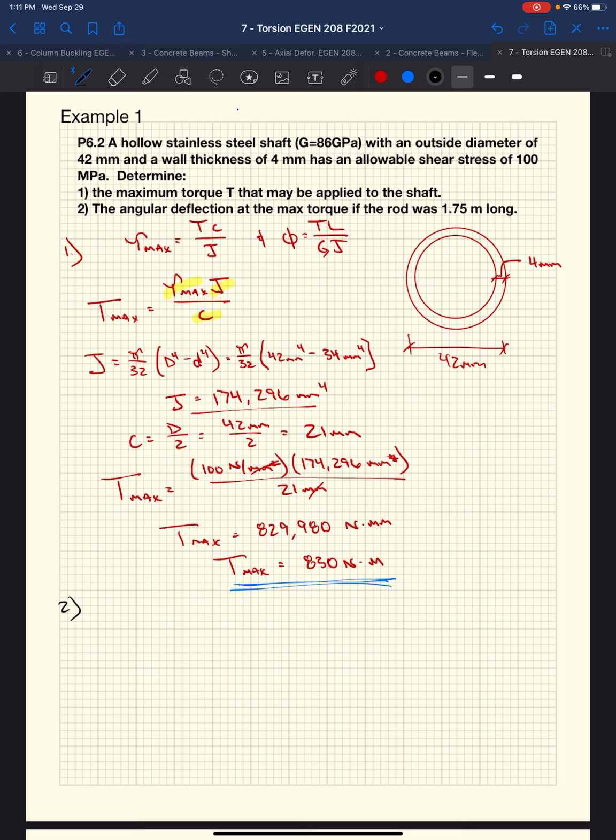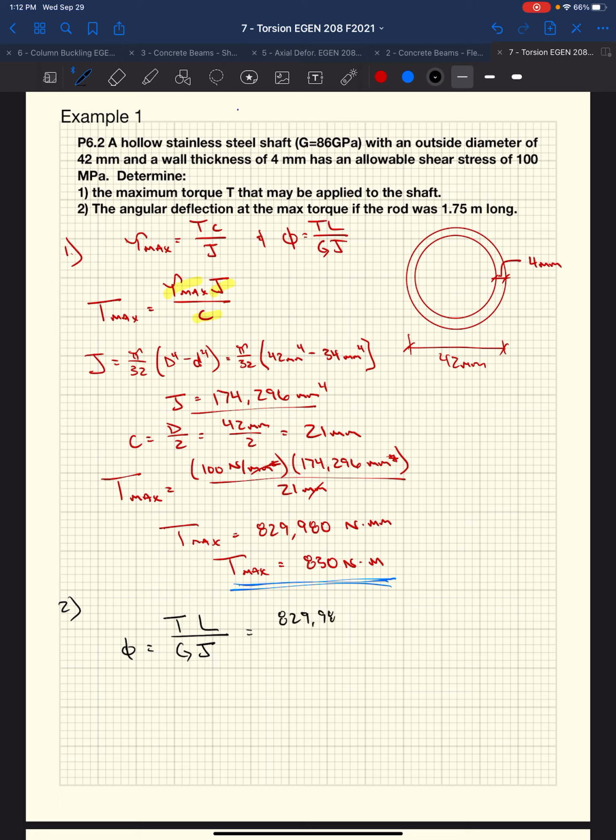The second question they asked was, what is the angular deflection at the max torque if the rod was 1.75 meters long? Well, no surprises here. We've got our torque-rotation relationship that we derived, essentially saying the angular deflection equals the torque times the length divided by the shear modulus times the polar moment of inertia. We're given everything here, so that makes this really easy.